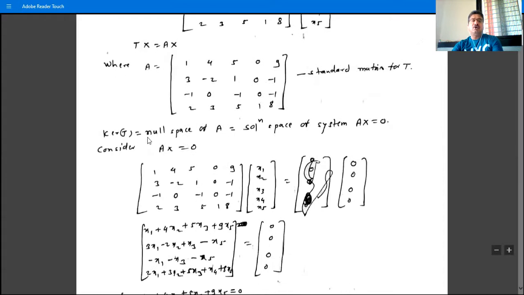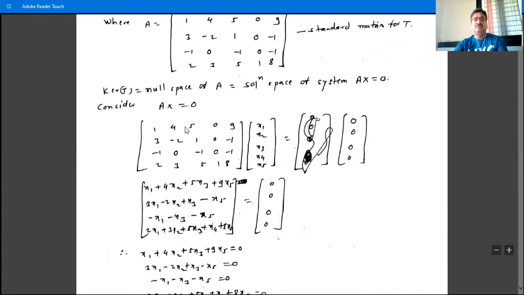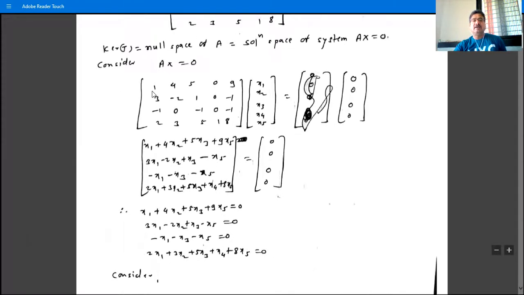We know that the kernel of T is the null space of the matrix A, and the null space of A is the solution space of the system Ax = 0. Now, in order to find the kernel of T, we have to find the solution space of the system Ax = 0. So consider the system Ax = 0, where x is (x1, x2, x3, x4, x5) and the right side is the column matrix (0, 0, 0, 0) containing 4 rows. Then multiply these two matrices: the first row gives x1 + 4x2 + 5x3 + 9x5, the second row gives 3x1 - 2x2 + x3 - x5, and likewise the third and fourth rows, each equal to 0.